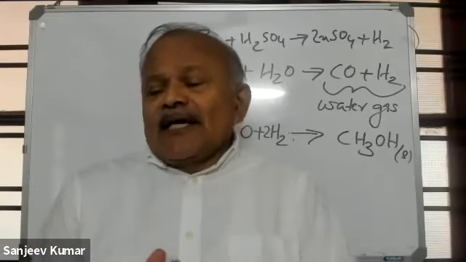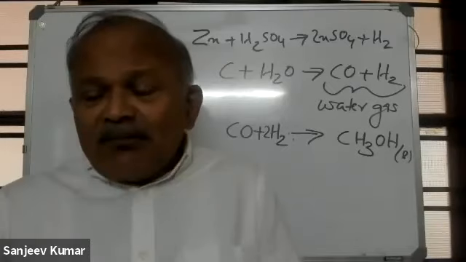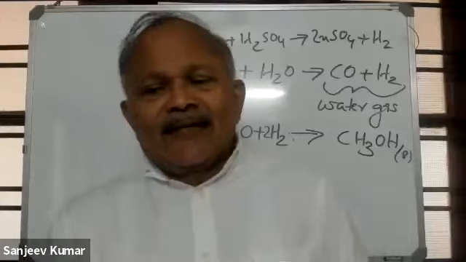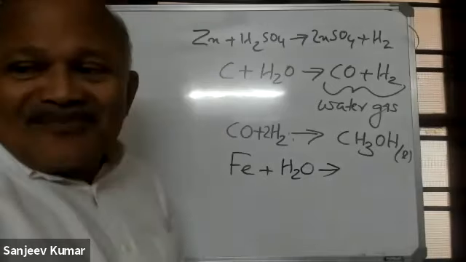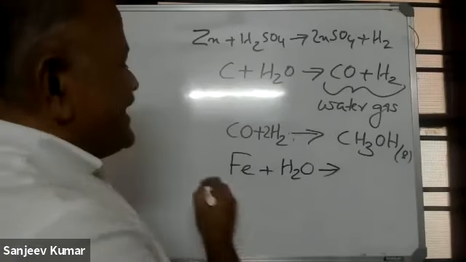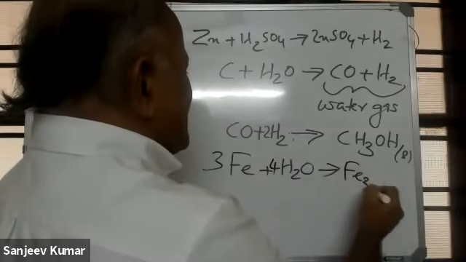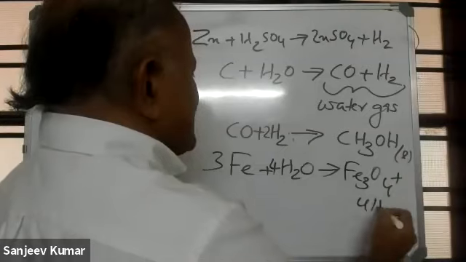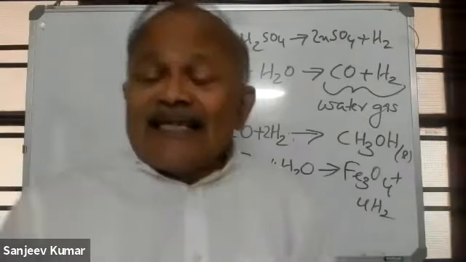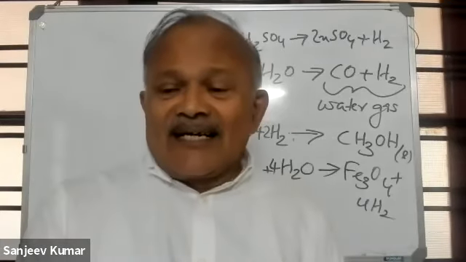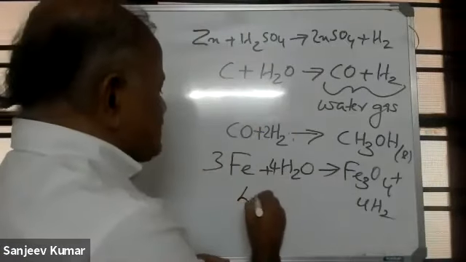Then another method of manufacture of hydrogen is Lane's process. Lane's process is passing steam over red hot iron. When steam is passed over red hot iron, 3Fe plus 4H2O gives Fe3O4 plus 4H2. And that is another method of manufacture of hydrogen. That process is called Lane's process.